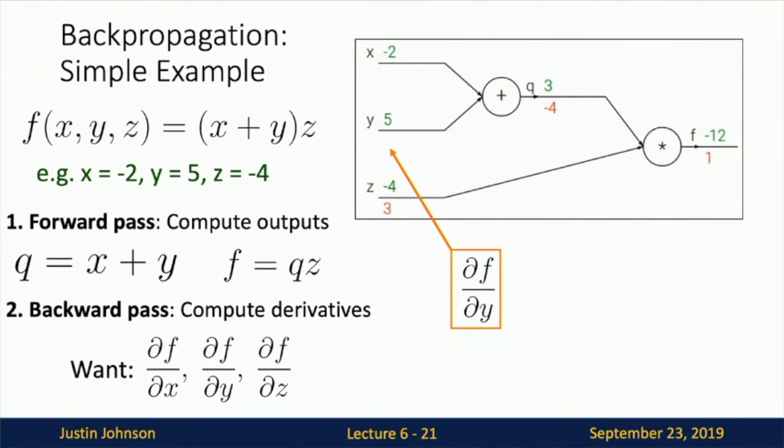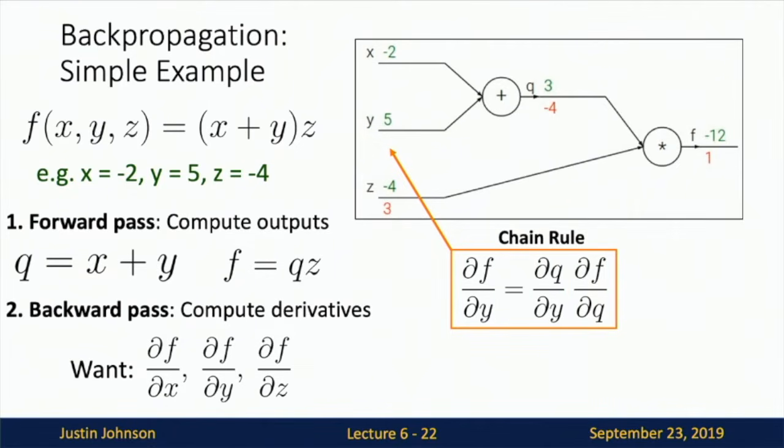Now we want to compute the derivative of f with respect to y. And here things get a little bit interesting, because now we need to remember the chain rule from calculus. Because here, the value y is not directly connected to the output value f. So in order to compute the derivative of f with respect to y, we need to take into account the influence of y on the intermediate variable q. So then the single variable chain rule from calculus tells us that df dy is equal to dq dy times df dq.